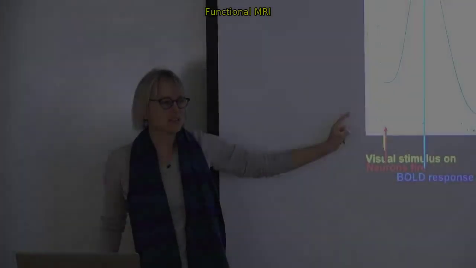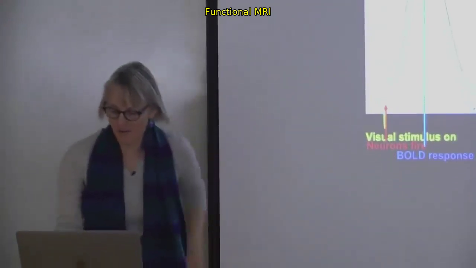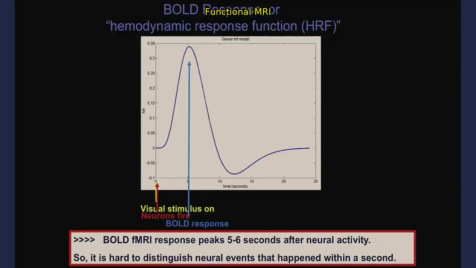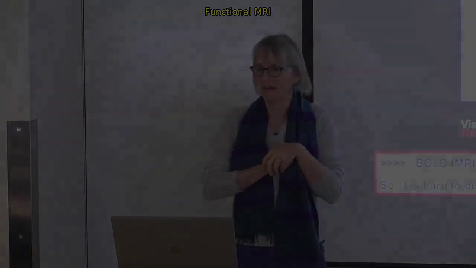But the MRI response. So what's relevant here is not just that it's delayed, but it's big and sloppy, right? And so both of those things are the reasons why functional MRI responses aren't good for distinguishing what happens on a fine temporal scale of, say, events less than a second.